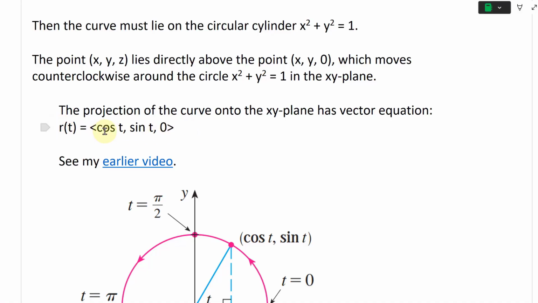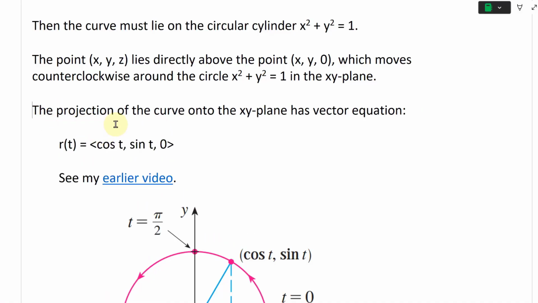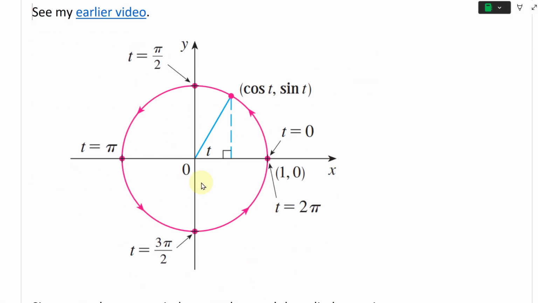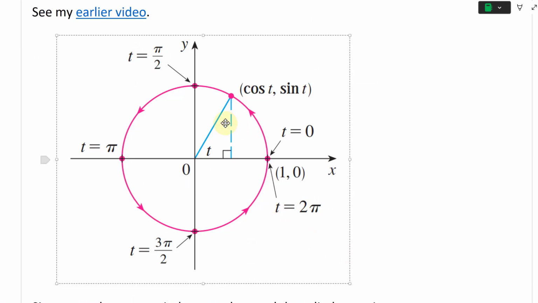And basically, I'll move it like this. This is the projection of that equals to this right there. And you can see my earlier video on this. And again, I went over this earlier in my earlier video when you just have cosine t.